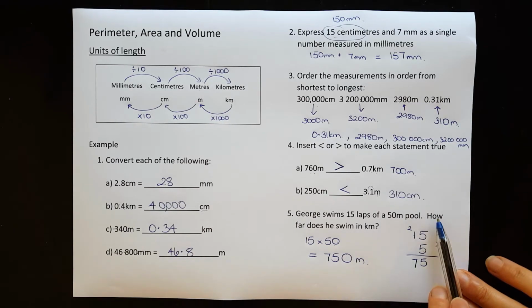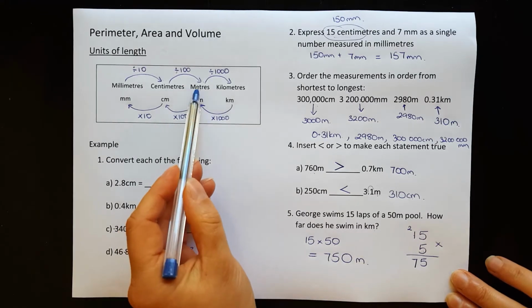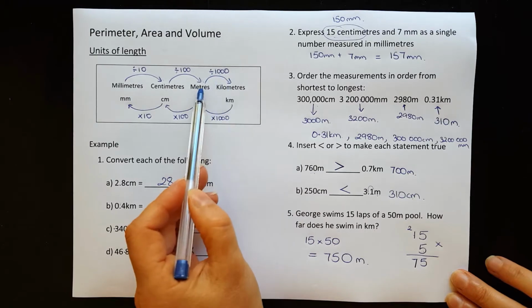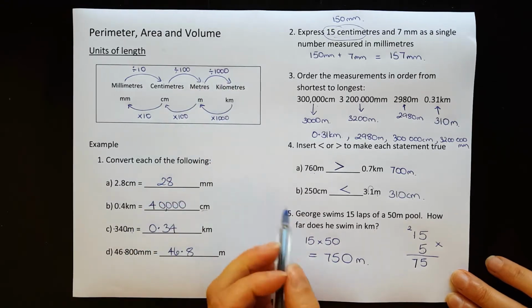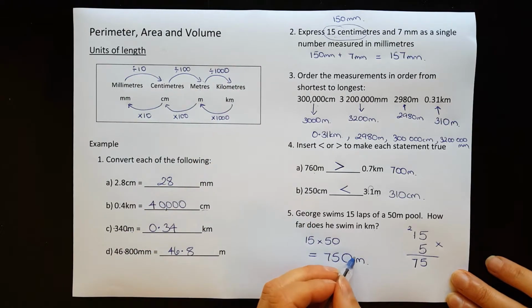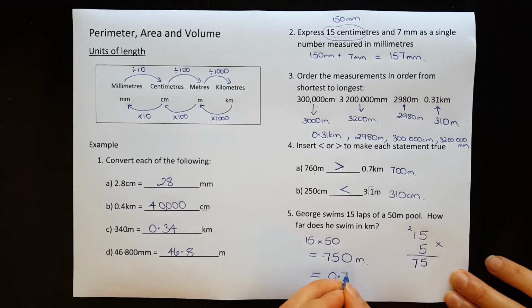If I want to know how far he swims in kilometers, I now need to change that into kilometers. Meters to kilometers, follow the arrow. I want to divide by 1,000. That means jumping backwards 3 places. 1, 2, 3. Puts the decimal point in front of the 7. 0.75 kilometers is the answer.